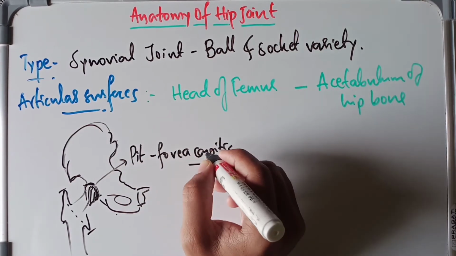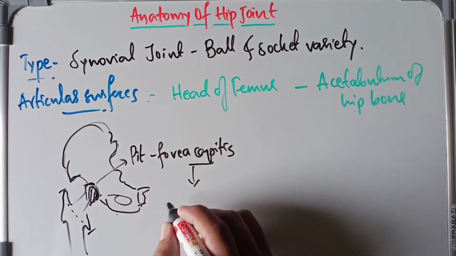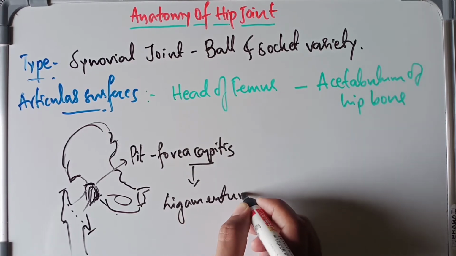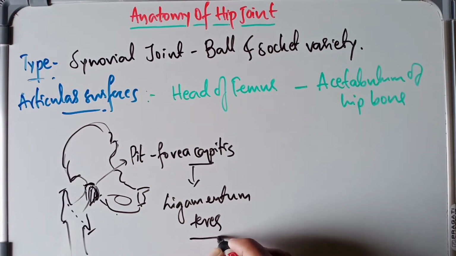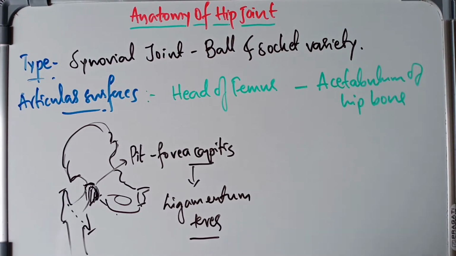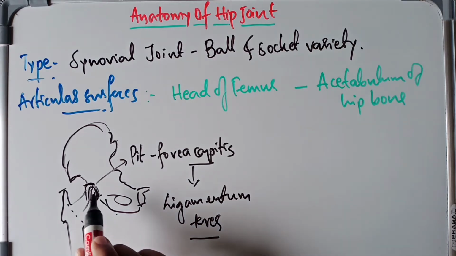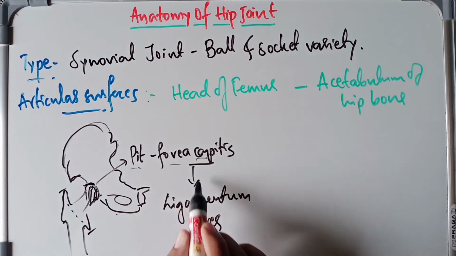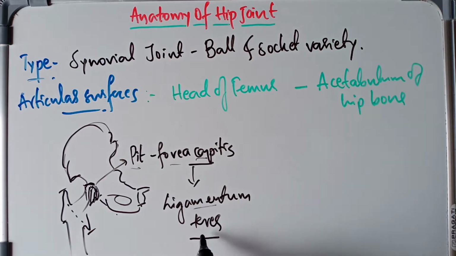This pit is called the fovea capitis and it has a ligament attachment known as the ligamentum teres. This ligamentum teres is different from the one in the liver. We have discussed the anatomy of the liver separately, so please make sure to watch that. So on the head of the femur we have a small pit known as the fovea capitis, and this fovea capitis lodges a ligament known as the ligamentum teres. So the articular surfaces are between the head of the femur and the acetabulum of the hip bone. So that is about the articular surfaces.